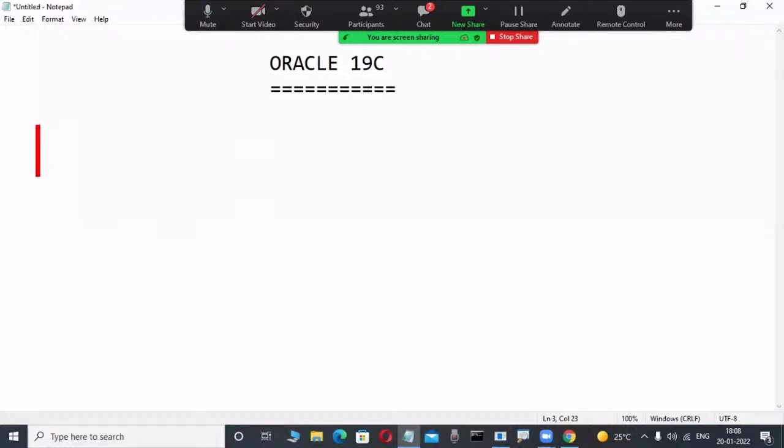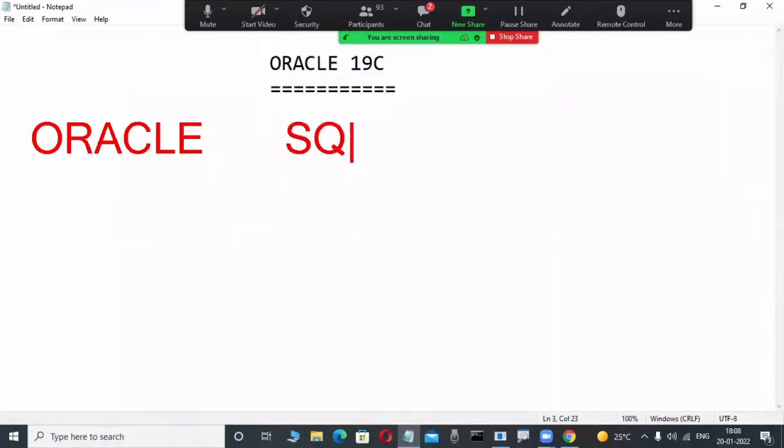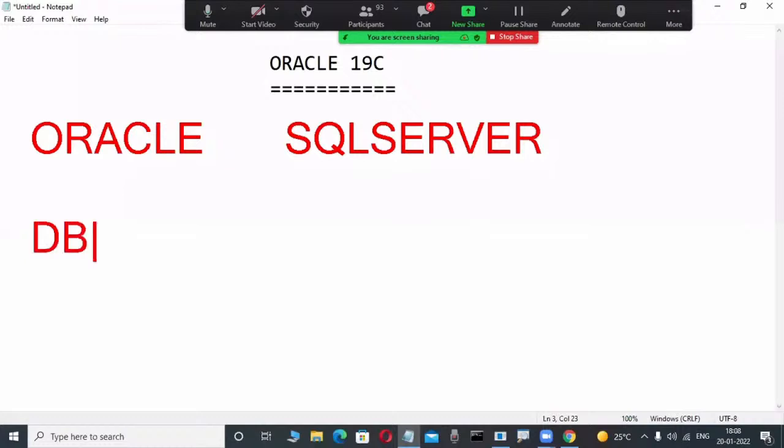Not only Oracle, so many database products are available on the software side. Suppose Oracle is a database product from Oracle Corporation. Observe it here, different companies. Again, maybe so many fellows have an idea. SQL Server is a database product from Microsoft. DB2 is a database product from IBM.